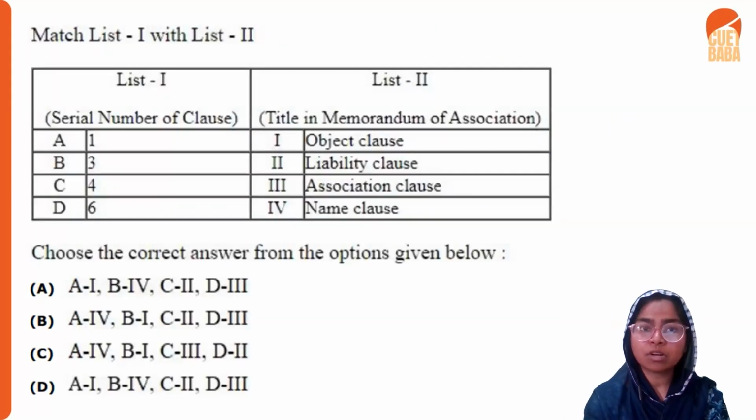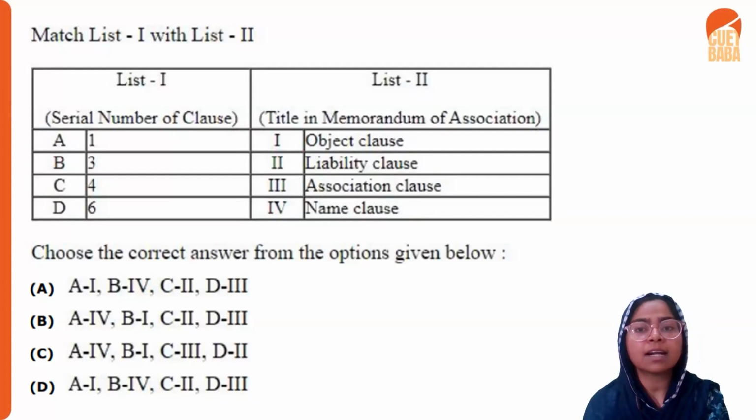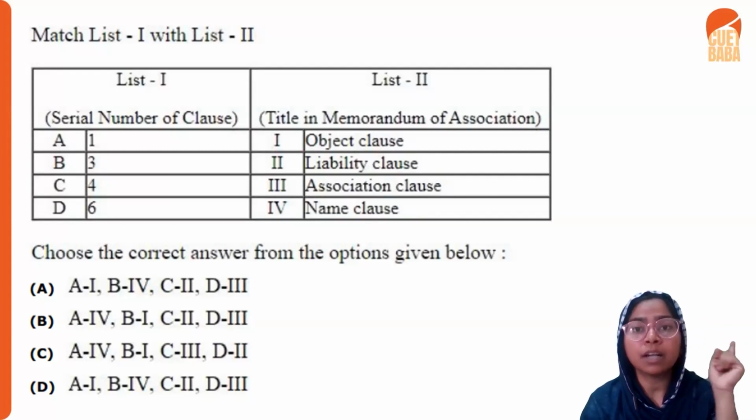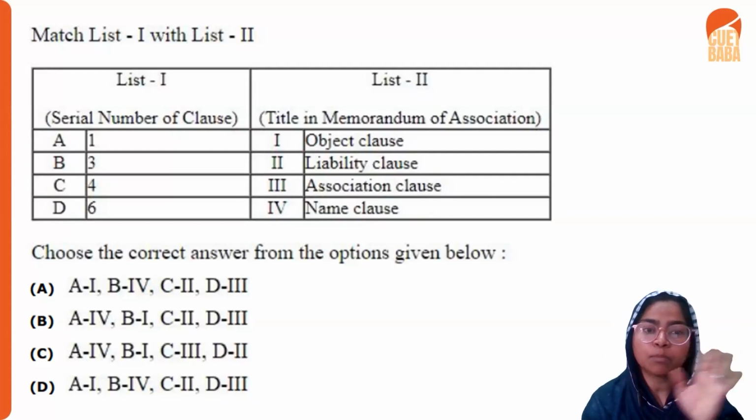Moving on, the next question is also a match the following question. Here, the different types of clauses, that is clause 1, 3, 4, and 6 are given, and the titles in the memorandum of association are given: object clause, liability clause, association clause, and name clause. Name clause is obviously the first clause where the name of the company, the name of the organization, is supposed to be mentioned. So A is supposed to be 4.